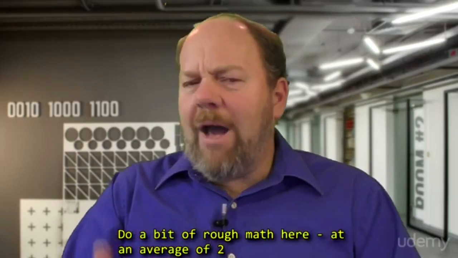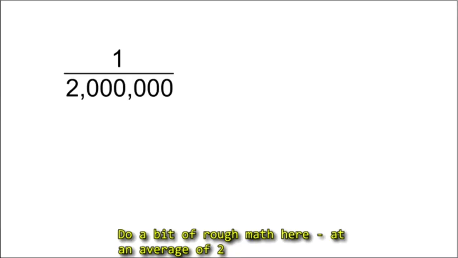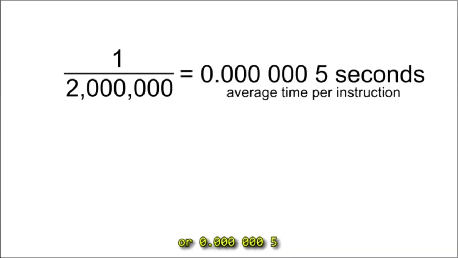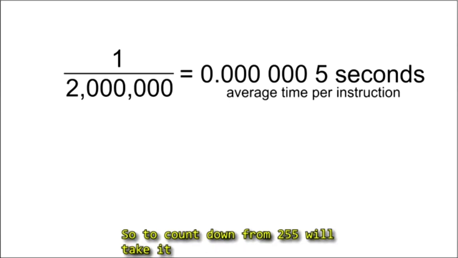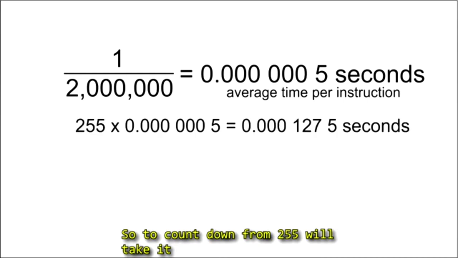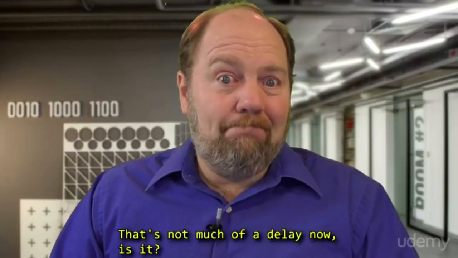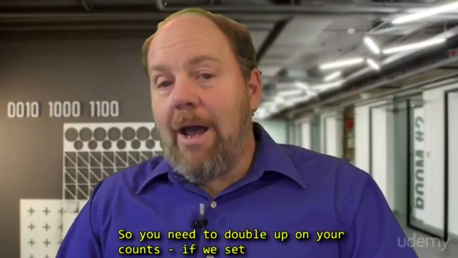Now, do a bit of rough math here. At an average of 2 million instructions per second, that's 1 divided by 2 millionth of a second, or 0.000005 seconds per instruction. So for it to count down from 255, it'll take 0.0001275 seconds. That's not much of a delay now, is it? So you need to double up on your counts.